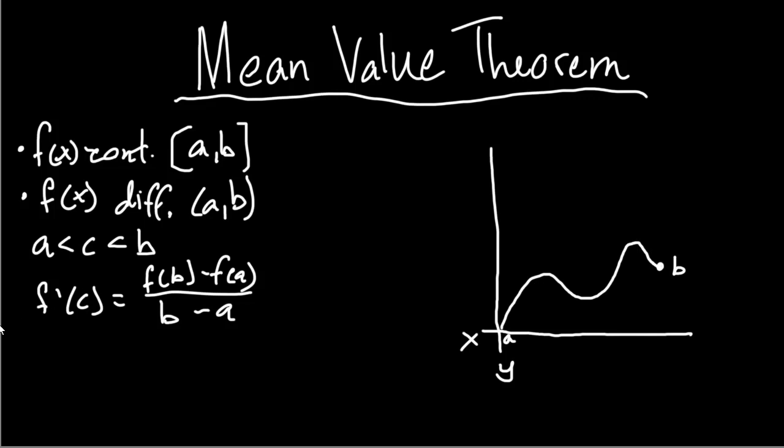Now, if we drew a straight line from A to B, right? So if we drew a straight line kind of like this, hopefully this is straight. We can find the slope of that line by doing this equation right here, f of b minus f of a over b minus a. And what we're saying is there exists some point c on our interval where the line tangent to the point c is going to have the exact same slope as this blue line right here.